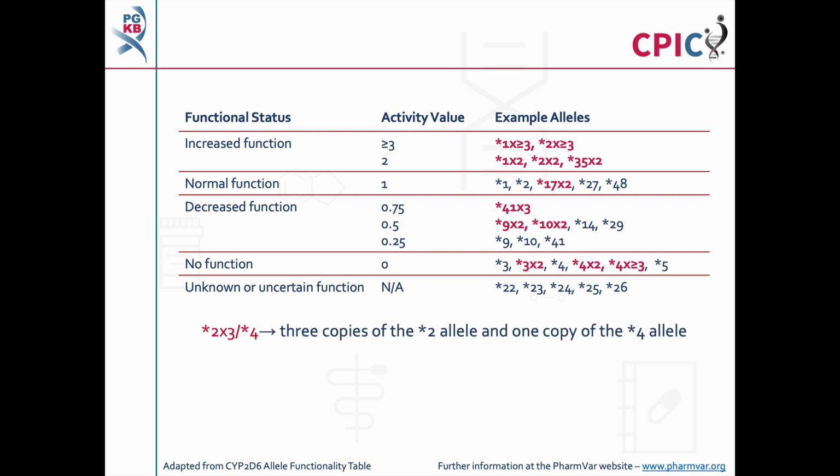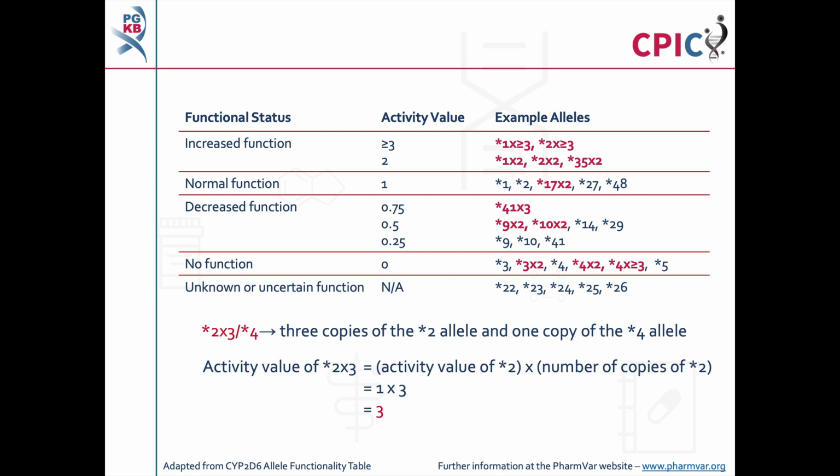For example, a patient with the genotype star2X3 star4 has 3 copies of the star2 allele and 1 copy of the star4 allele. The activity value of alleles that are present in multiple copies is calculated by multiplying the activity value for the allele by the number of copies present. In this case, the activity value of star2X3 is 1 multiplied by 3, which equals 3. Further information about CYP2D6 alleles can be found at the PharmVar website at www.pharmvar.org. A link to PharmVar is also given in the description below this video.